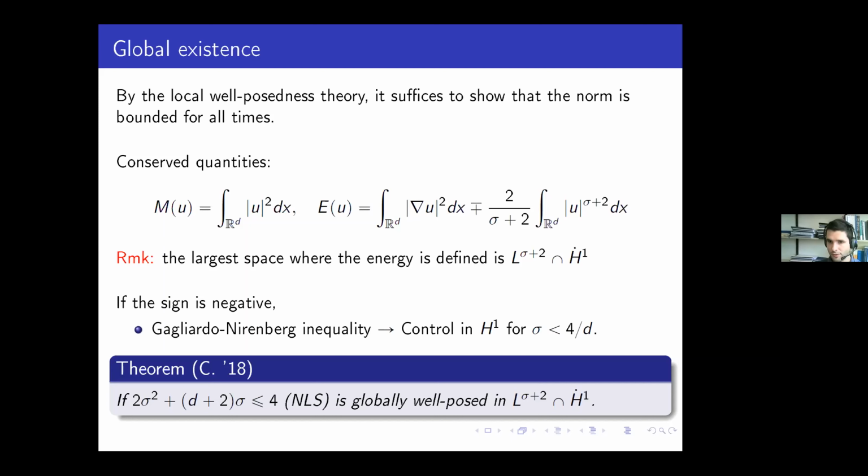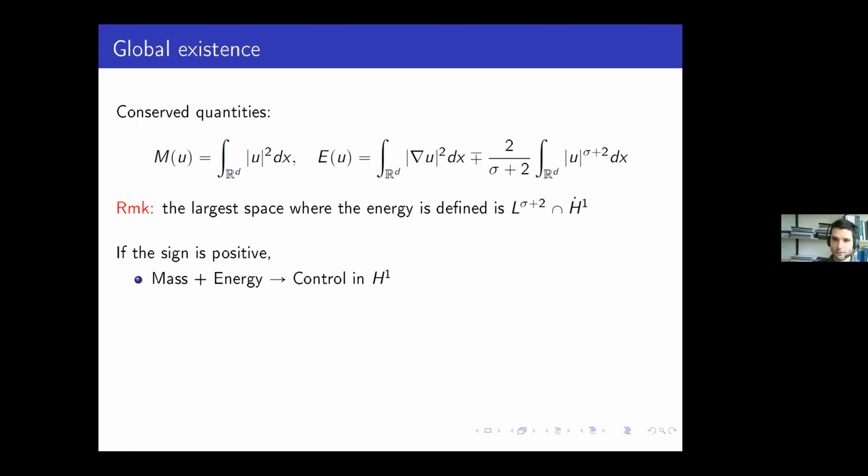Okay, so even if only the energy is defined, you can still show that the flow exists for all times. Well, if the sign is positive, so the two terms in the energy will not cancel each other, the energy is coercive, then just directly the mass plus the energy gives you a control in H1. Okay, it's a direct argument. Actually, you can go a little bit further.